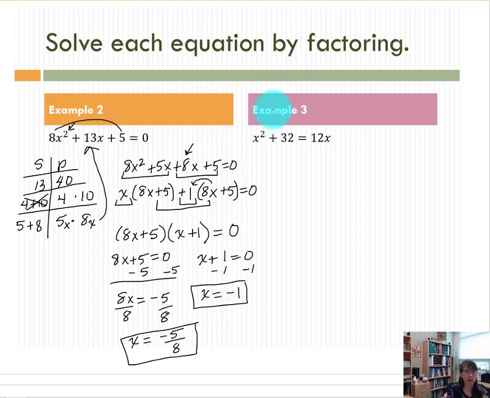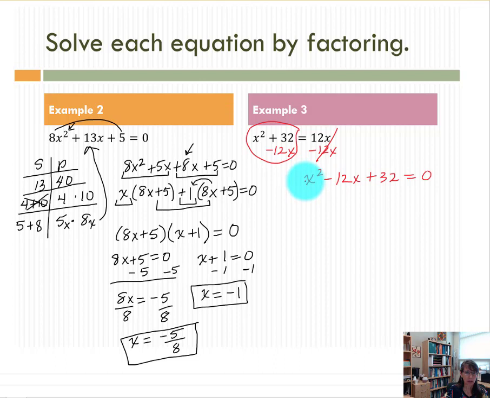solutions. So in example 3, you can see that we do not have an equation in standard form. To get this equal to 0, I will subtract 12x from each side of the equation so that we have 0 remaining on the right side. But on the left side, we've got these 3 terms that we need to put in the proper order. Highest power would be x squared, then minus 12x, last plus 32. And that's what is equal to 0.